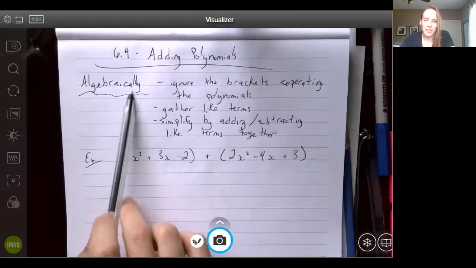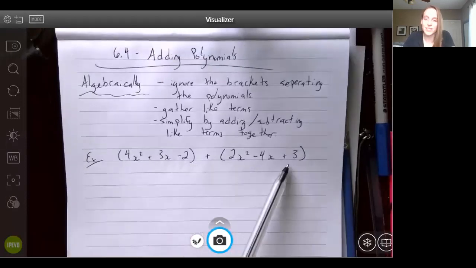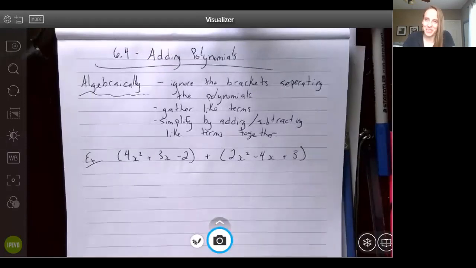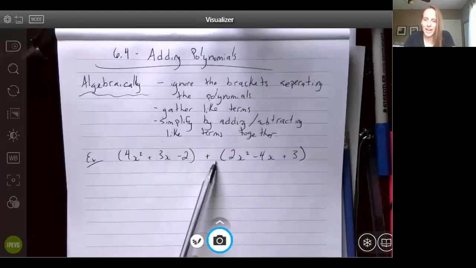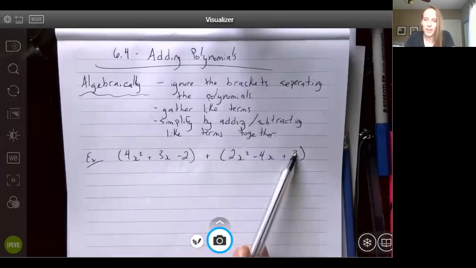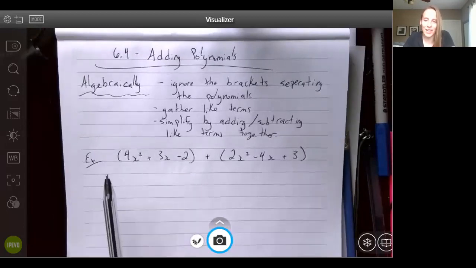When we're adding them algebraically, we're just going to ignore the brackets that separate our polynomials. Then we gather like terms like we learned yesterday, and then simplify by adding or subtracting those like terms. So in this case, I have this polynomial here, 4x squared plus 3x minus 2, and I'm adding the second polynomial, 2x squared minus 4x plus 3. And so again, we just ignore the brackets and then start gathering our like terms.